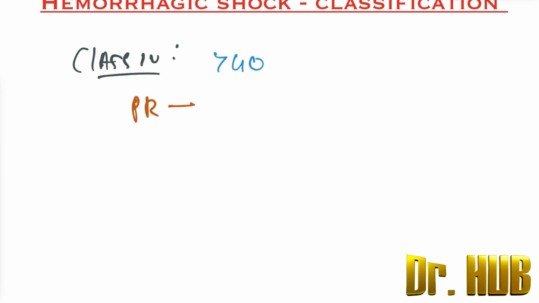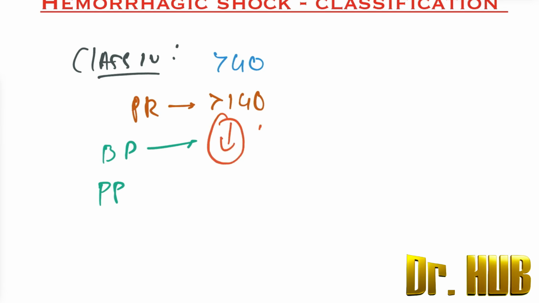Then we move on to class 4. In class 4, the blood loss is greater than 40. And what is the pulse rate? The pulse rate here is greater than 140. And the question arises on the BP as well as the PP. The BP is going to be decreased. The BP was normal only in 2 cases, class 1 and 2, where the blood loss was less than 15 and 15 to 30 respectively. So the BP here in class 4 is decreased greatly. It is a significant decrease in BP. The pulse pressure is also decreasing.